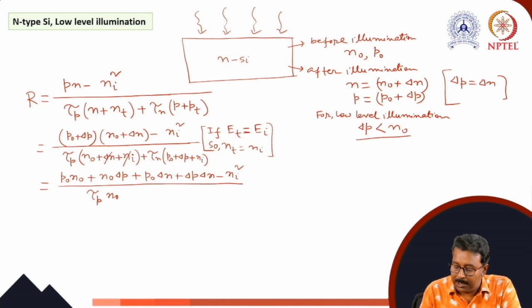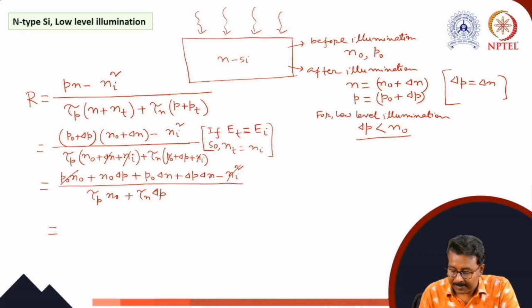And here also the P0, the minority carrier, is very small, because we have considered an N-type semiconductor. So P0 is small. Delta P is okay. This is the excess minority carrier concentration. Ni is also very less. So this can be written as tau n into delta P. So here you see P0 N0 is equal to Ni square. So you can easily cancel these two terms.